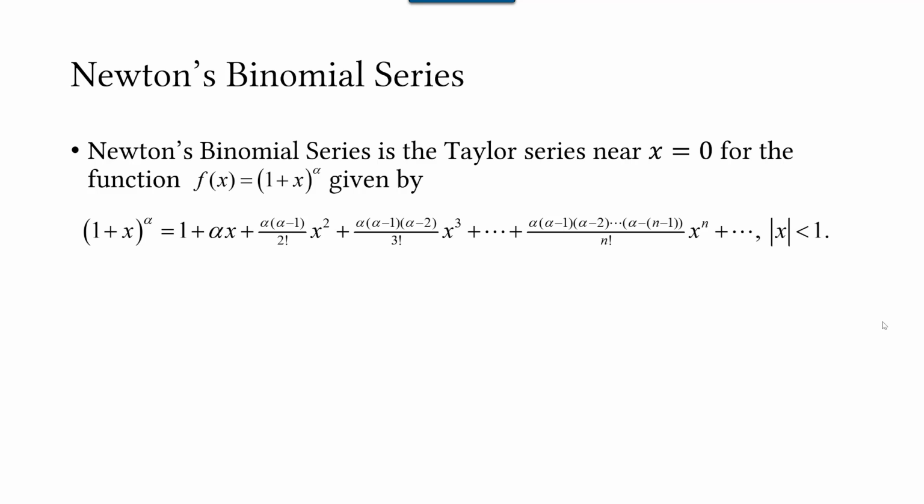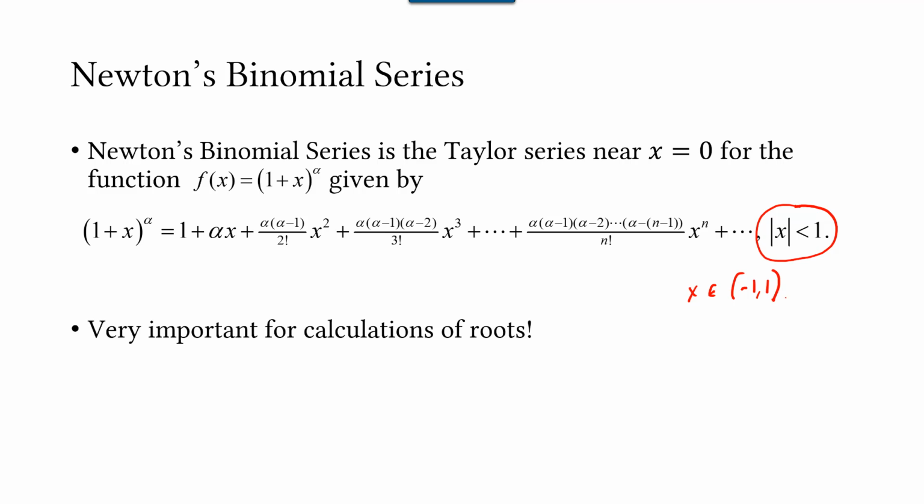I've written down a formula for the nth term, and then I've noted something we'll have to pay close attention to, that the Taylor series converges for all absolute value x less than 1. So we're stuck between minus 1 and 1 when using Newton's binomial series.